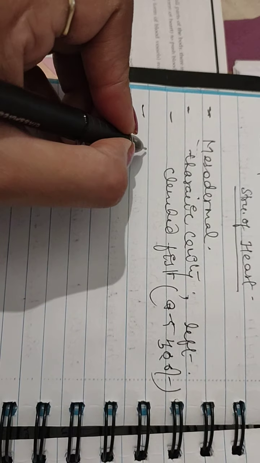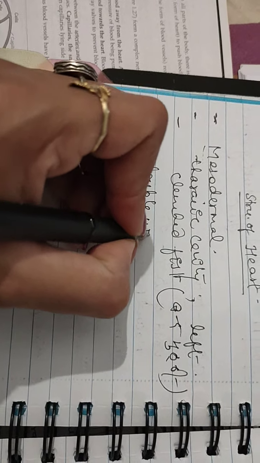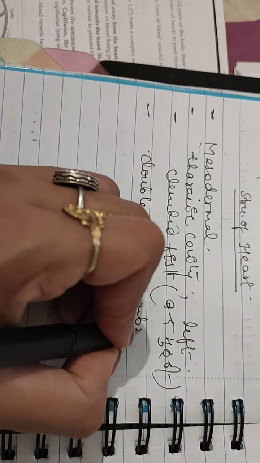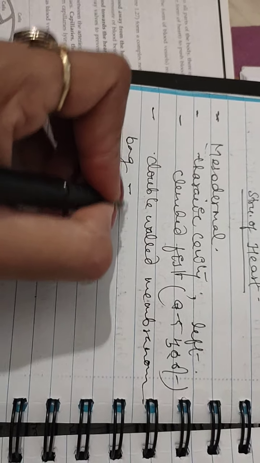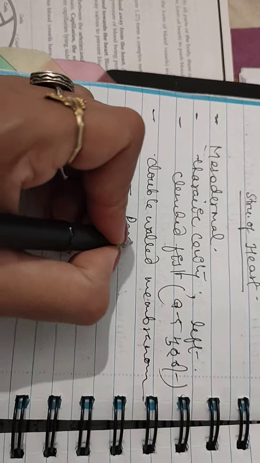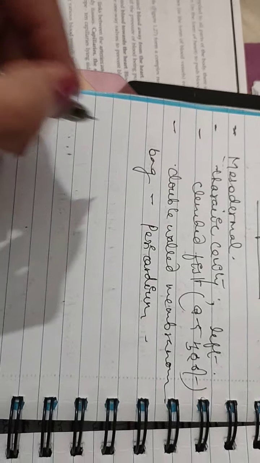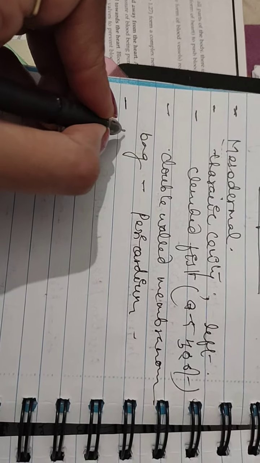Next, it is protected by a double walled membranous bag, which is called the pericardium. And the human heart is four chambered.